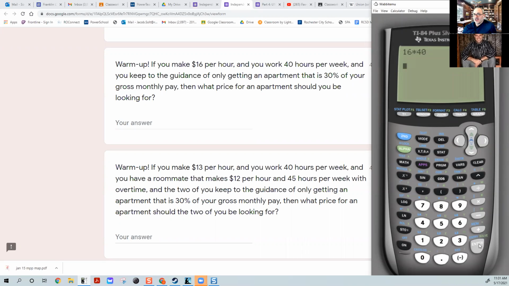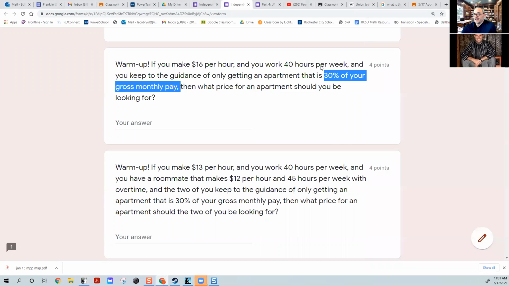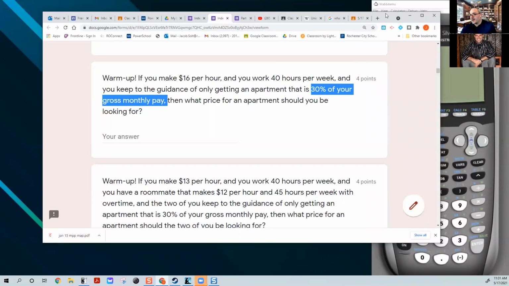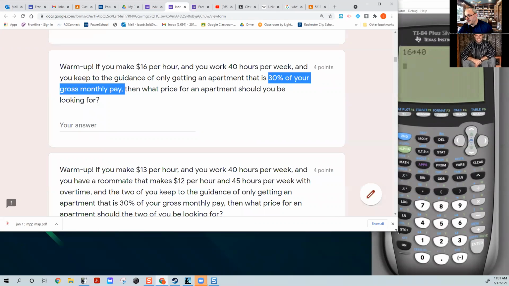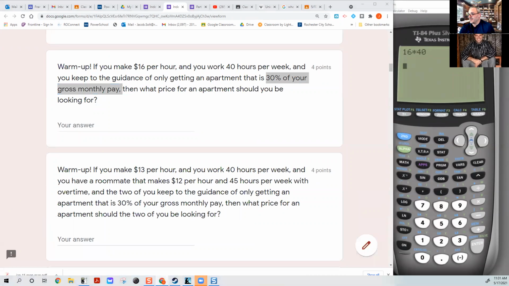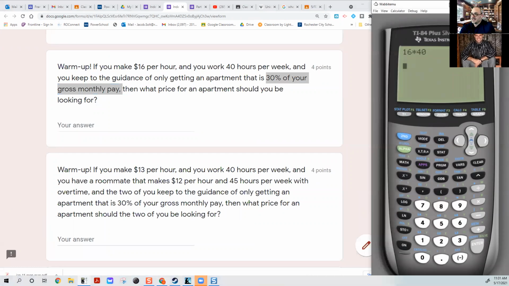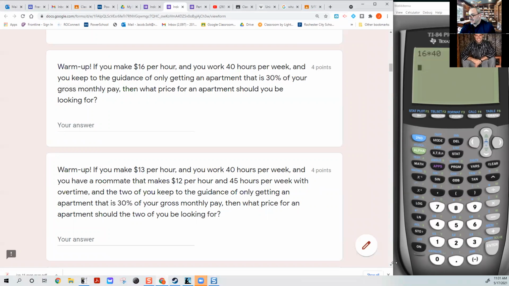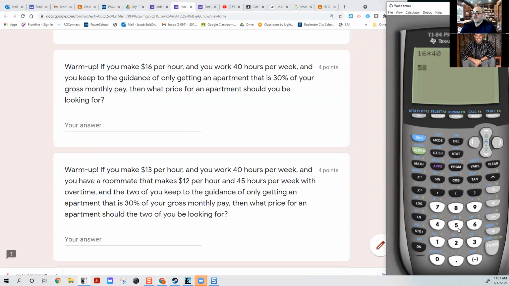All right, now we need to figure out how much we make per month, because we want to find out what 30% of our gross monthly pay is. To do that, you'll have to have this in your head: there are about 4 weeks in every month. Now, it's not exactly 4 weeks. There are 52 weeks in a year and 12 months in a year, so technically there are 4.33 weeks in every month, but 4 is generally a little bit easier. It's a conservative estimate, we'll call it.